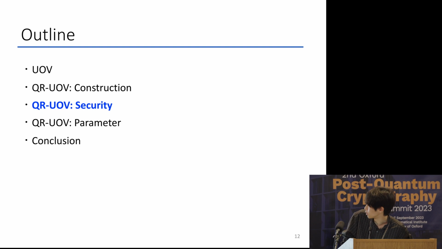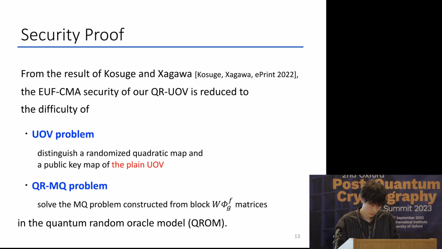And next, about the security of QR-UOV. From the results of Kosuke and Sagawa, we proved that the EUF-CMA security of QR-UOV is reduced to the difficulty of these two problems, the UOV problem and the QRMQ problem, in the quantum random oracle model. The UOV problem asks to distinguish a randomized quadratic map and a public key map of the plain UOV and some variants of UOV. The security of some variants of UOV is based on this UOV problem. And another one is the QRMQ problem that asks to solve the MQ problem constructed from block W phi matrices like the public key map of QR-UOV.